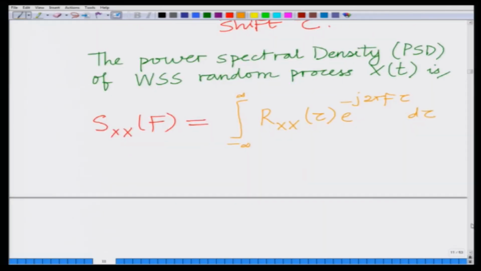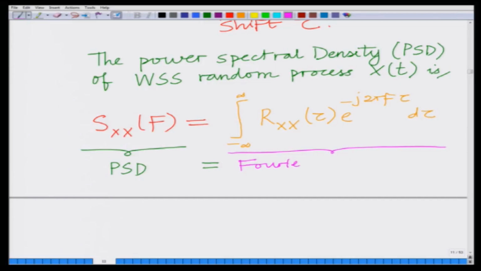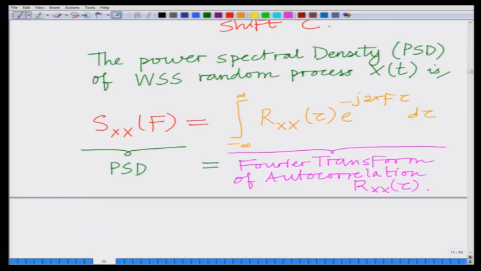So the power spectral density, the PSD, what do we have over here? The power spectral density is basically equal to the Fourier transform of the autocorrelation function R xx of tau. So, the power spectral density Sxx of f, in the frequency domain for the random process x of t at frequency f, is defined as the Fourier transform of the autocorrelation function R xx of tau, that is integral minus infinity to infinity R xx of tau e raised to minus j 2 pi f tau d tau.